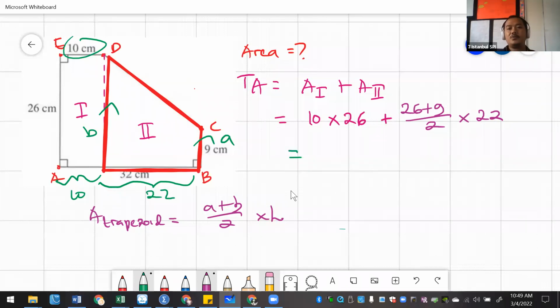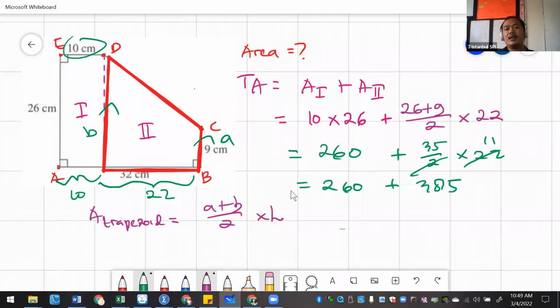Okay, 10 times 26 is 260. And this one is 26 plus 9 is 35 over 2, and then multiply by 22. I'm going to cancel that. So that will be 260 plus 35 times 11 is 385, if I'm not mistaken. Yeah. So if you add them, we will have 645 centimeters squared. Okay.